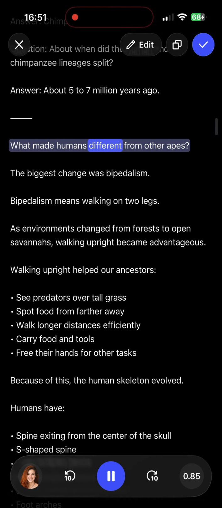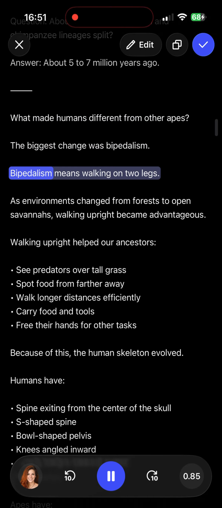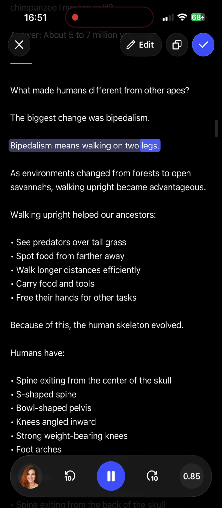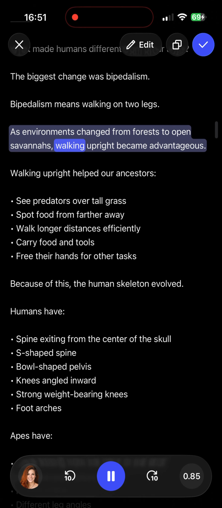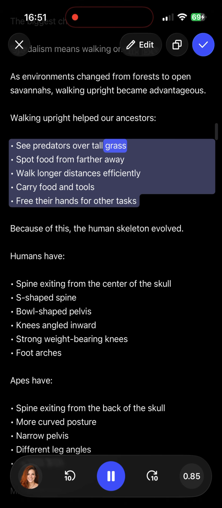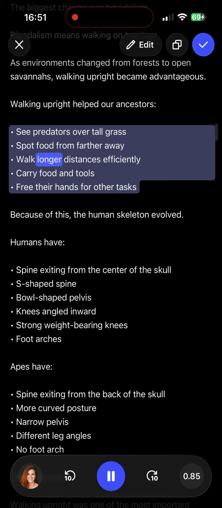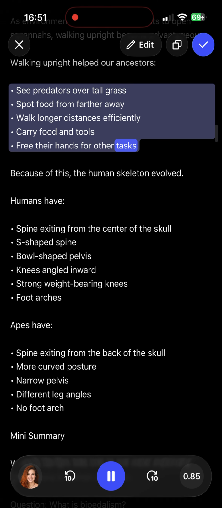What made humans different from other apes? The biggest change was bipedalism. Bipedalism means walking on two legs. As environments changed from forests to open savannas, walking upright became advantageous. Walking upright helped our ancestors see predators over tall grass, spot food from farther away, walk longer distances, efficiently carry food and tools, and free their hands for other tasks.